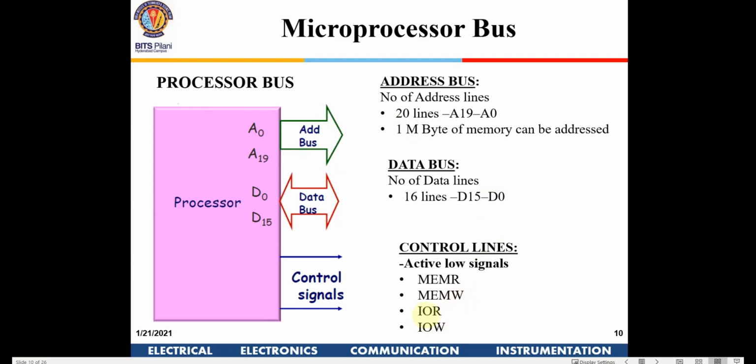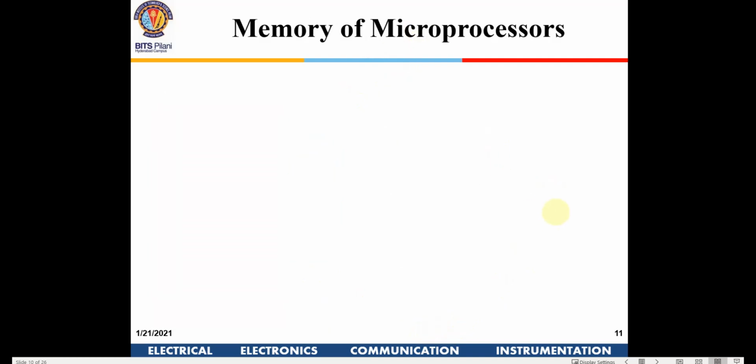Similarly, input output read or input output write. You can connect IO ports also. Whenever an IO port is connected and you want to read something from the IO port, you give IOR as high. Similarly, if you have to write data onto the IO port, you will give IOW signal as high. So these are some of the terminologies which we are going to use from the next class onwards.